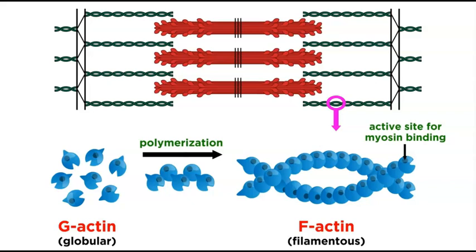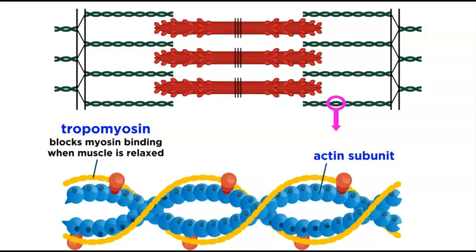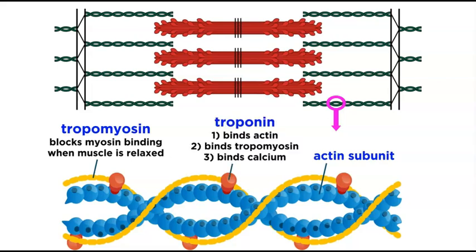Each actin subunit has an active site where myosin can bind, and when a muscle fiber is relaxed, these are blocked by spiraling strands of tropomyosin. There is also troponin, a globular complex of 3 polypeptides, one of which binds to actin, one of which binds to tropomyosin, and one of which binds calcium.